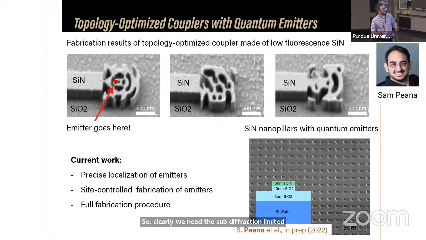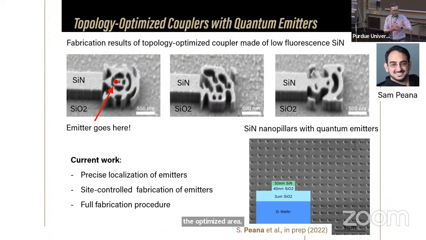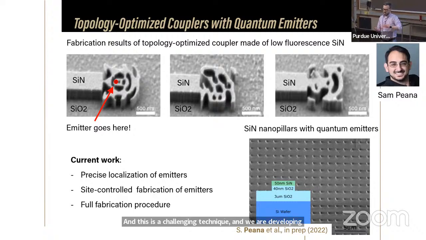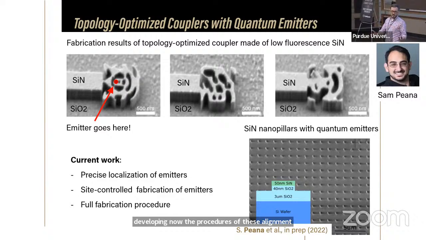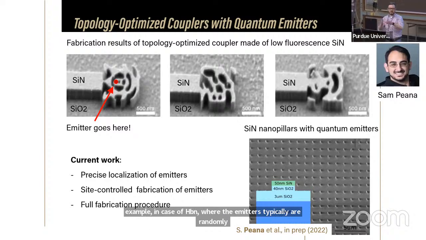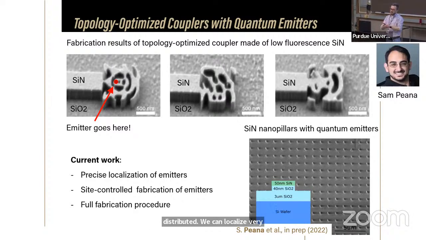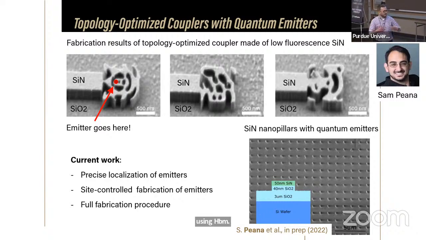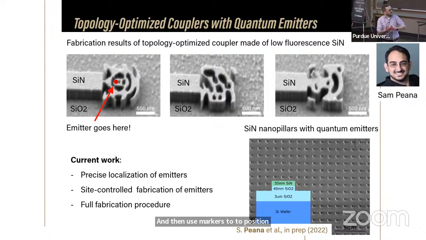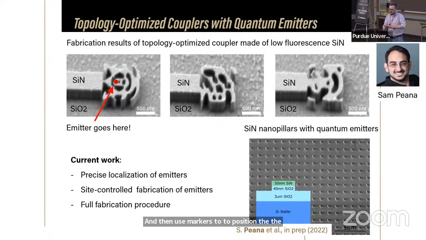the optimized area. This is a challenging technique, and we are now developing procedures with alignment markers and mapping techniques so that we can, for example, in the case of hBN, where the emitters typically are randomly distributed, localize these emitters very precisely within hBN and then use markers to position the mask from the lithography right at the position where we have emitters.